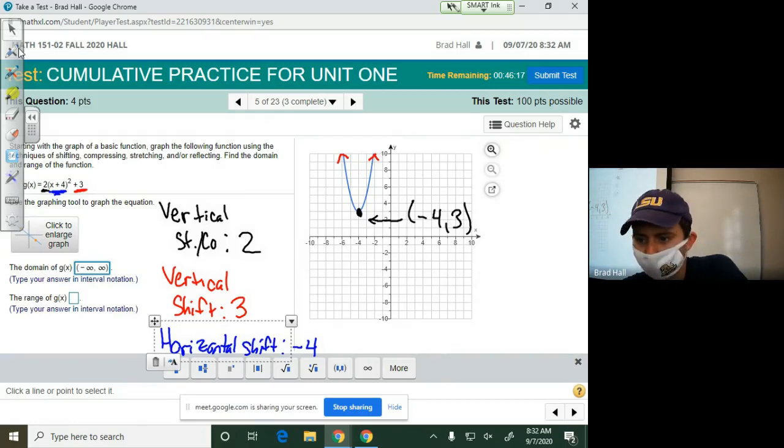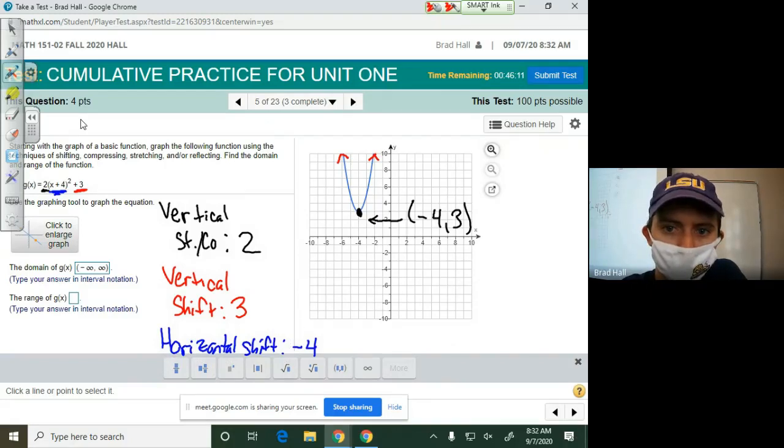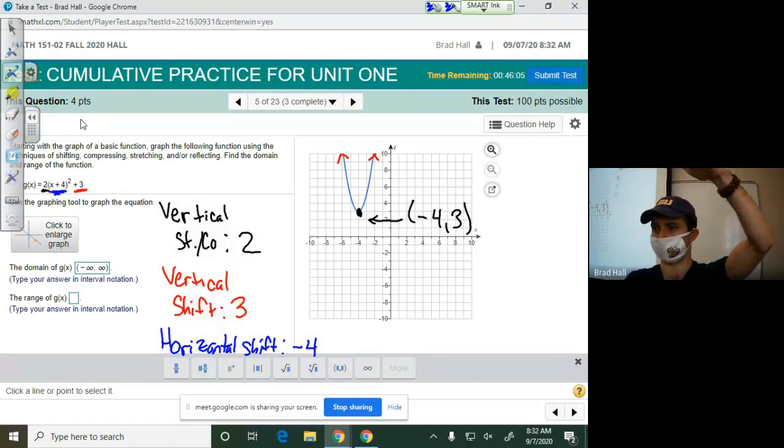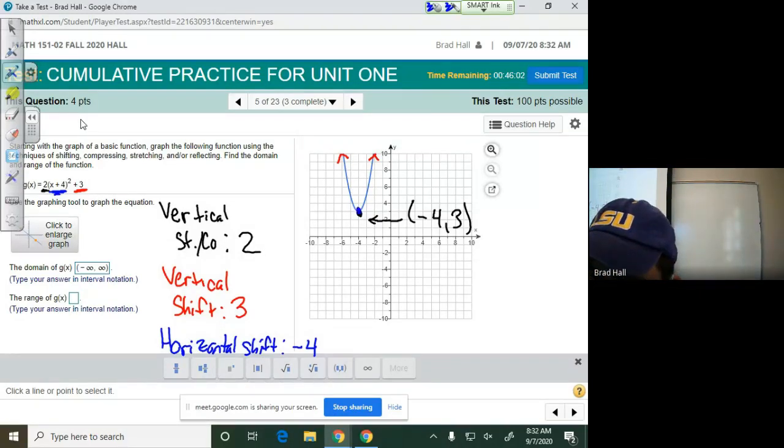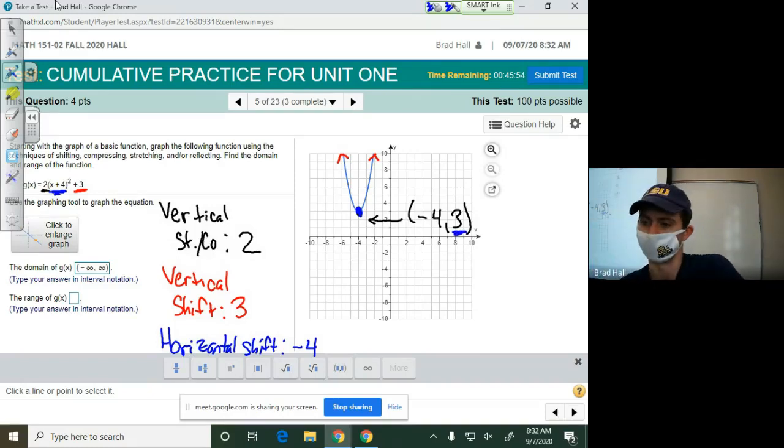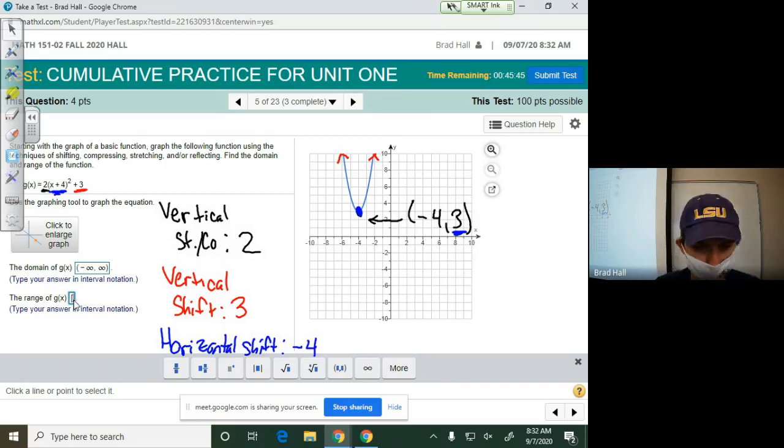And the range, I will use a different color for this one. So the range is lowest to highest in y values. So the lowest point is what I just shaded in blue, and the y value for that is 3. So if anything, we know we start the range at 3, and we will include 3. So there's a bracket there. We will include that 3. And then the highest point is +infinity because it just goes up forever.